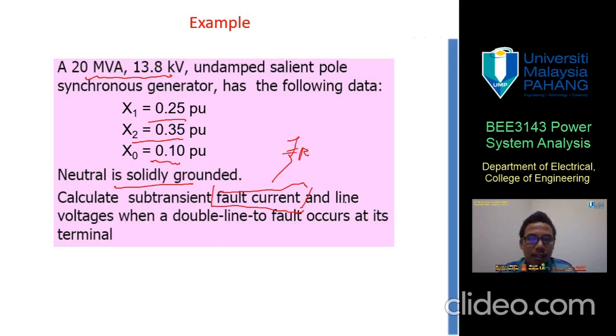And the line voltages too. If you still remember from when we learned load flow, line voltages may be VAB, VBC, VCA. So those are the line voltages. VA, VB, VC are not the line voltages, they are the phase voltages, for this fault analysis.